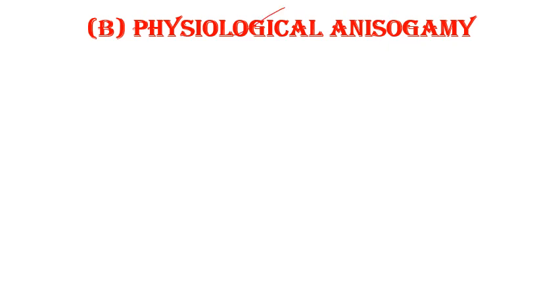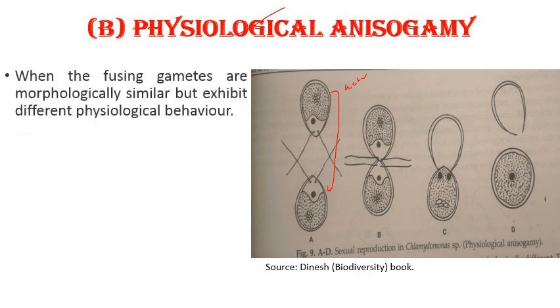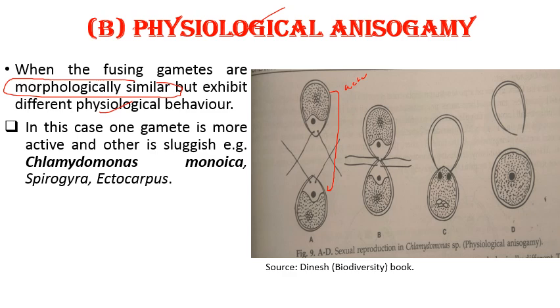Next comes physiological anisogamy. Here the two fusing gametes are morphologically almost similar. देखने में similar होते हैं but they are different in their activity. Means movement में ये अलग होते हैं एक दूसरे से. So when the fusing gametes are morphologically similar but exhibit different physiological behavior, in this case one gamete is more active and the other is sluggish, as in case of Chlamydomonas monoica. In addition to it, it is also shown by Spirogyra and Ectocarpus.